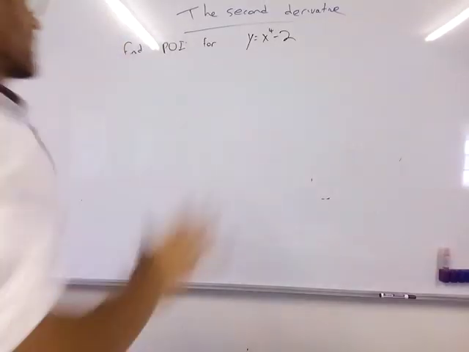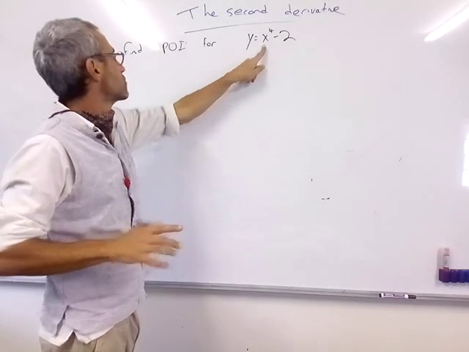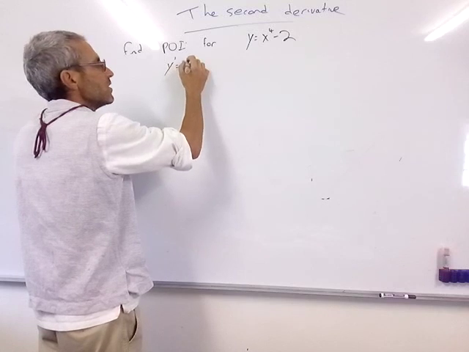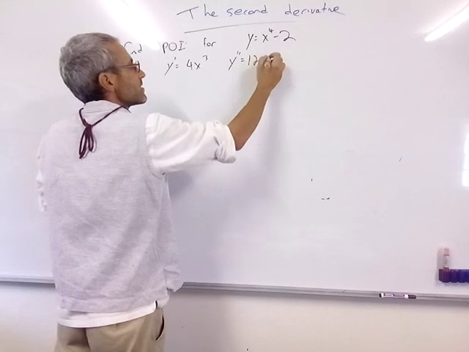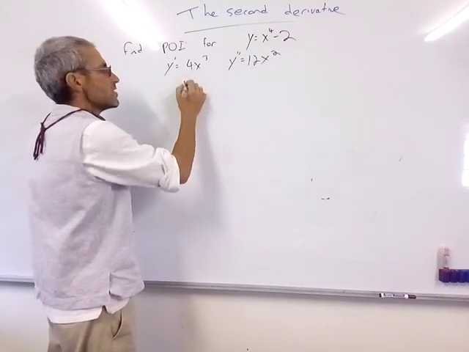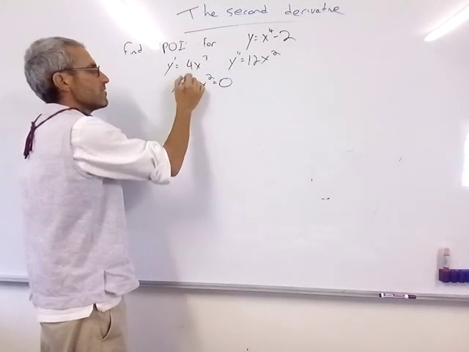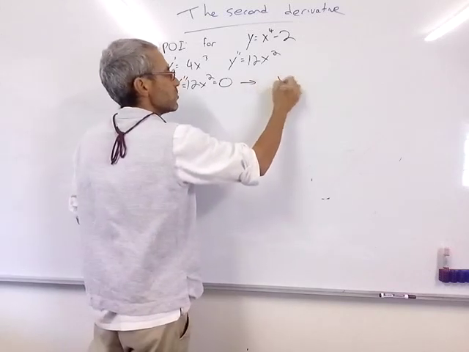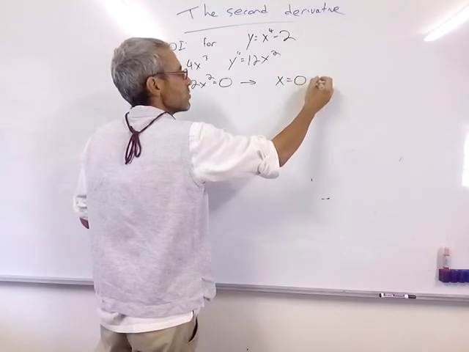Okay, so we're doing exactly the same thing, finding POIs for y equals x to the power 4 minus 2. As always, we want to find the second derivative, so we'll start with the first, 4x cubed, second derivative, 12x squared. Then to find the suspected point, I need to equate that 12x squared to 0, because the second derivative must be 0 for a suspected point. Solving that, we have a suspected POI at x equals 0.